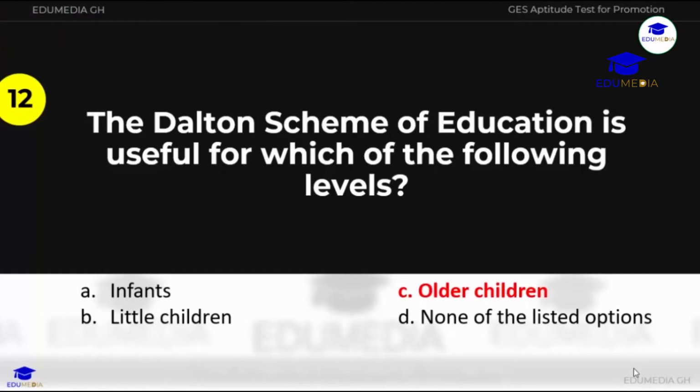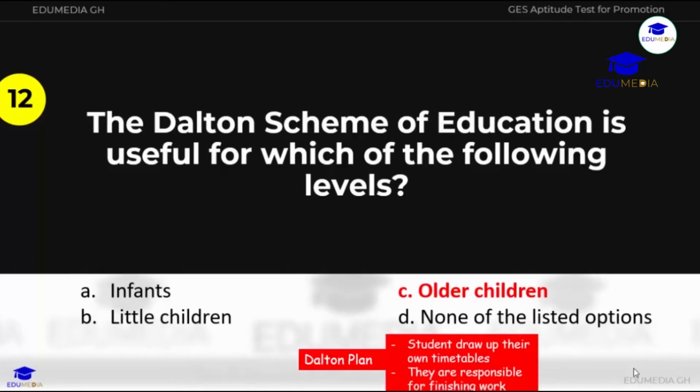Now, the Dalton plan is a method of education by which pupils work at their own pace and receive individual help from the teacher when necessary. Students draw up their own timetables and are responsible for finishing the work on their syllabuses and assignments.